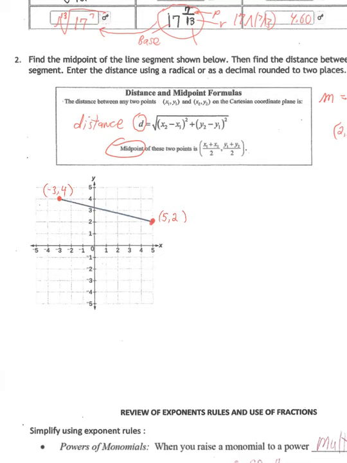I'm going to rewrite them over here: -3, 4 and 5, 2. The first thing I do is say, if this is the first point, I'm going to call this one x1 and this is y1. And here's another xy, the second point, x2, y2, just like we do with the slope. And now we're going to use the formulas to get the distance or the length.